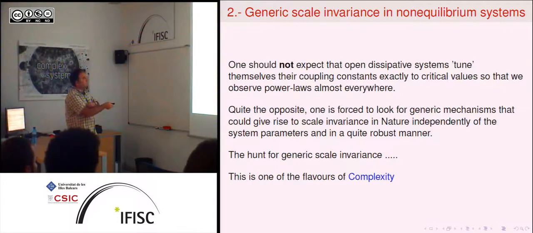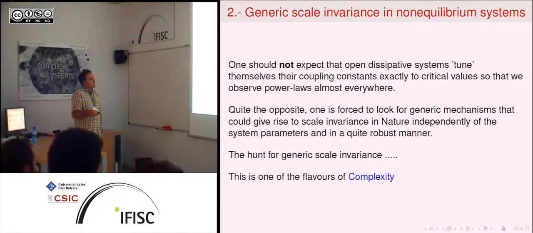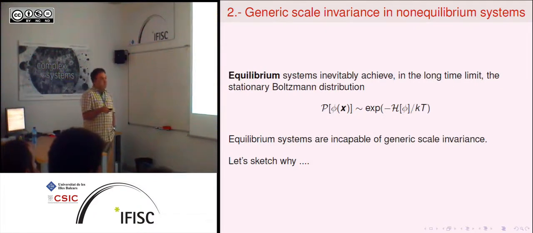So the question is, how easy is it to find generic scale invariance out of equilibrium, and what is the difference with equilibrium? Because one should not expect to have to tune; the systems are not expected to tune themselves to the coupling constant that exactly gives the critical point. So I would like to discuss here a certain generic mechanism to produce long-range scaling behavior in non-equilibrium systems, and this is just one of the flavors of complexity, which is one of the subjects of the school.